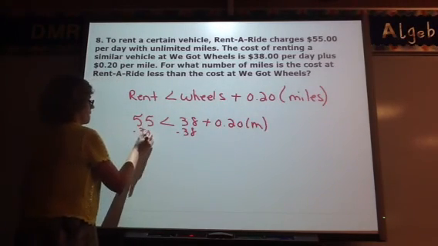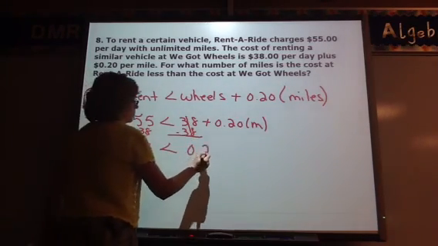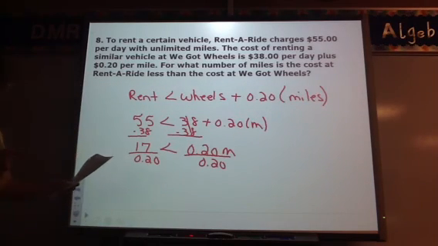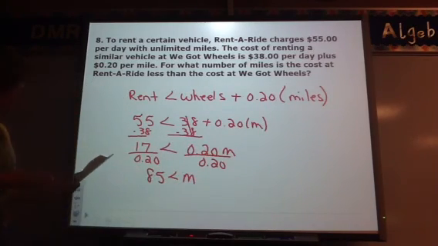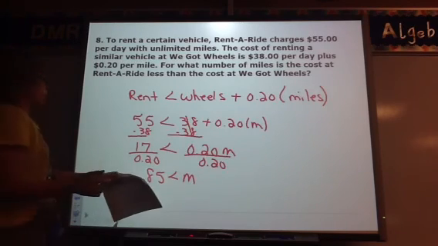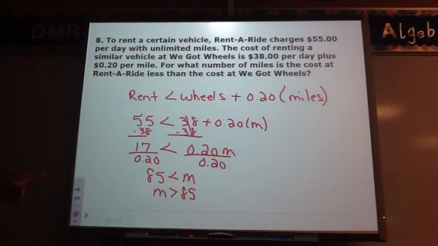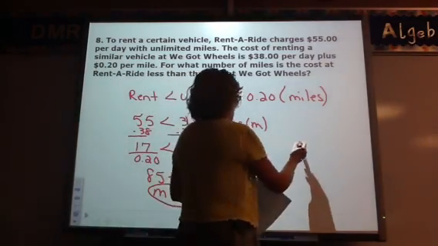Subtract 38. Divide by 20 cents. Okay, so this is telling you that 85 is less than miles, or the miles is greater than 85. So what does this mean? What number of miles is the cost at Rent a Ride less than the cost at We Got Wheels? So it's going to be at 85 miles.